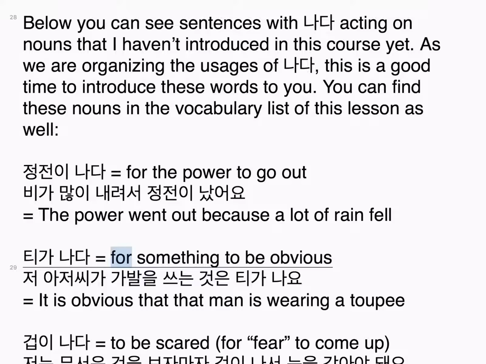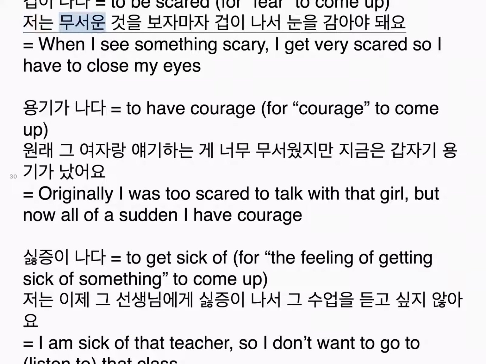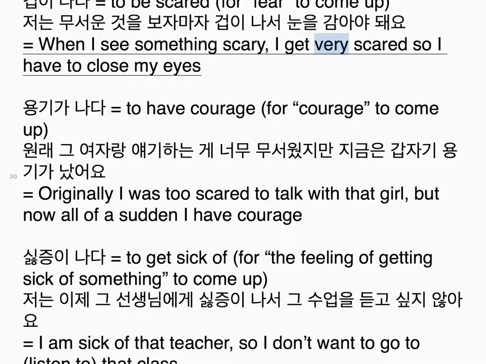티가 나다. For something to be obvious. 저 아저씨가 가발을 쓰는 것은 티가 나요. It is obvious that that man is wearing a toupee. 겁이 나다. To be scared. For fear to come up. 저는 무서운 것을 보자마자 겁이 나서 눈을 감아야 돼요. When I see something scary, I get very scared so I have to close my eyes.